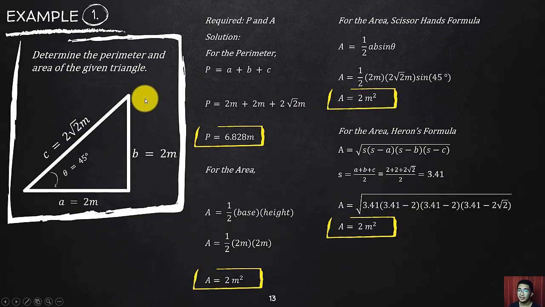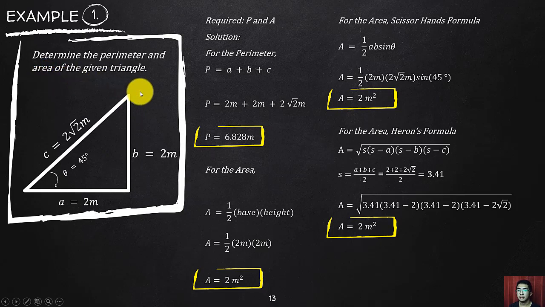Let's say we need to determine the perimeter and the area of the given triangle. So here, do we have a right triangle? Well, it's not explicitly stated, correct? But considering this angle here, which is formed by a horizontal line and a vertical line, I think we can conclude that the triangle is a right triangle. Let's try to solve the perimeter and the area, using three methods, of the given triangle.